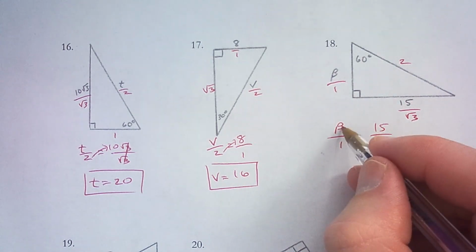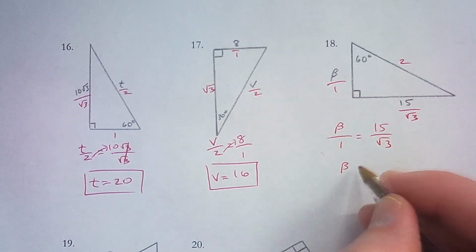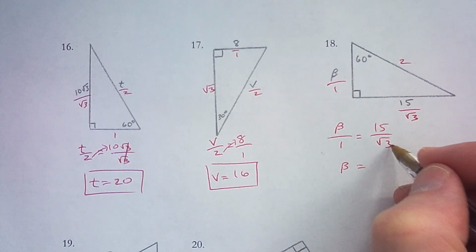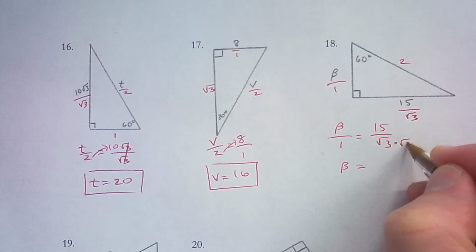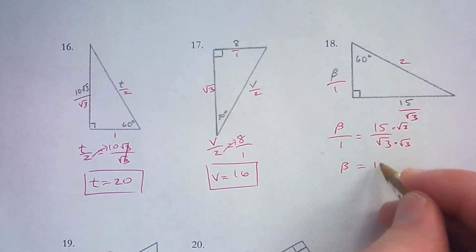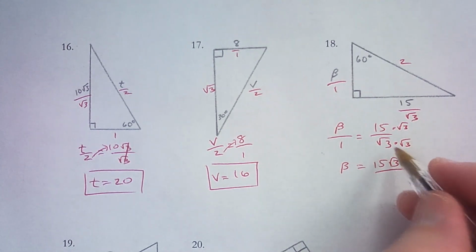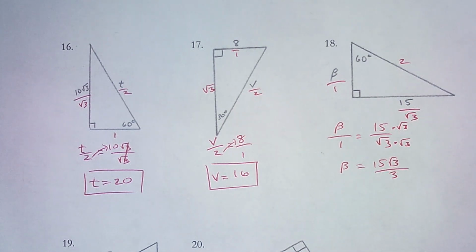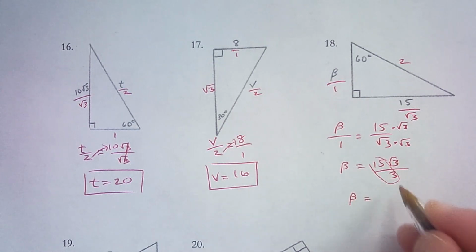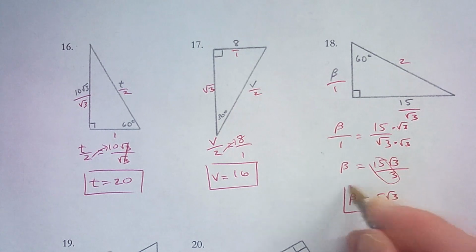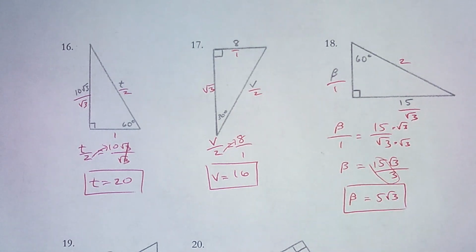Okay, so I've got this left side already solved. It's over 1. Okay, but on the right side I have an irrational number in the denominator, so I need to multiply the top and bottom both by the square root of 3. So I get 15 times the square root of 3 over, and the square root of 3 times the square root of 3 is 3. And 15 is divisible by 3. It goes in 5 times, so 5 times the square root of 3.